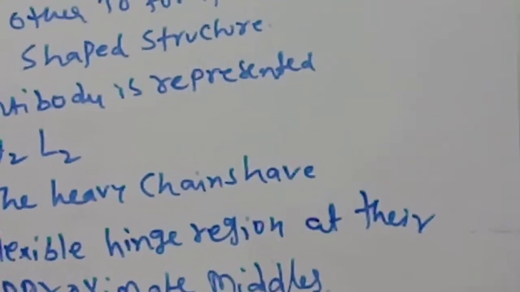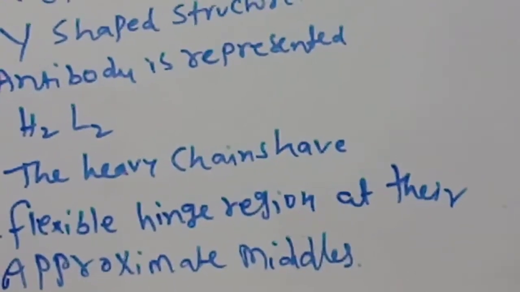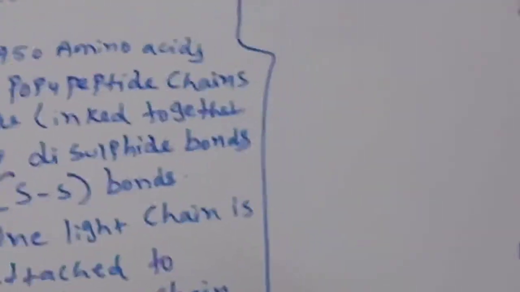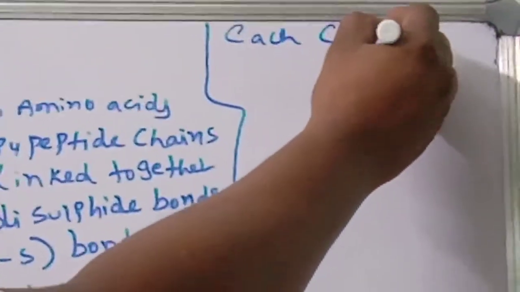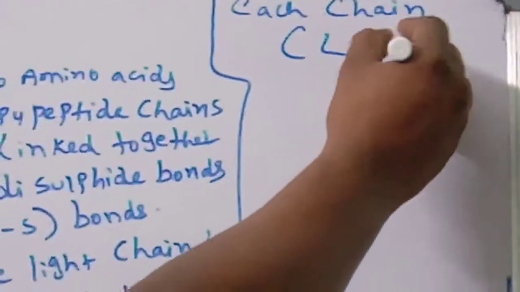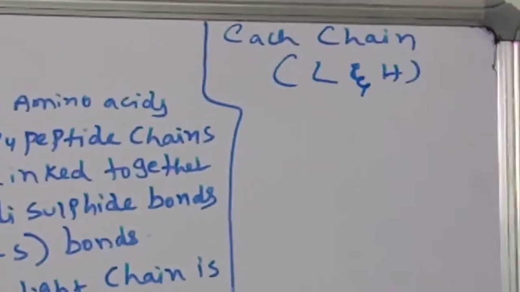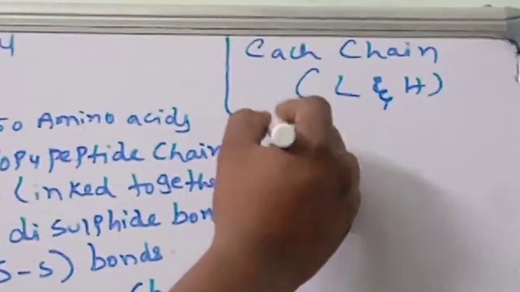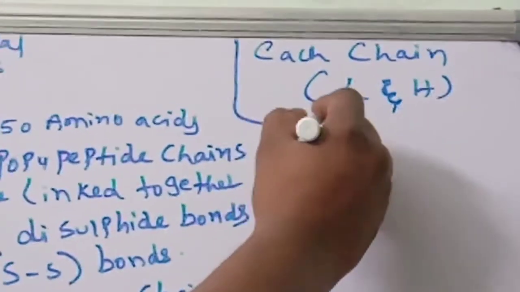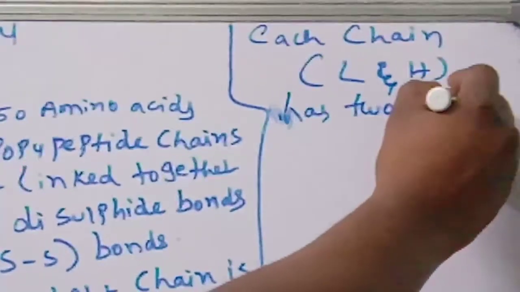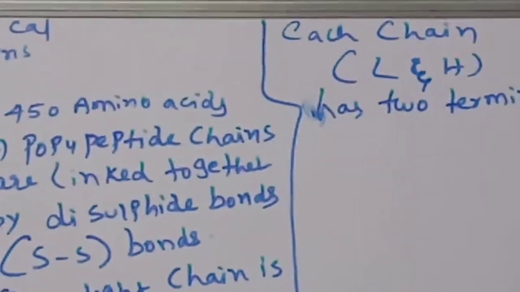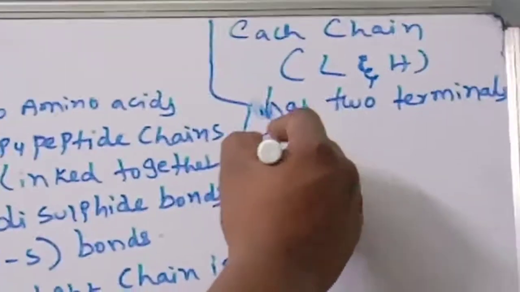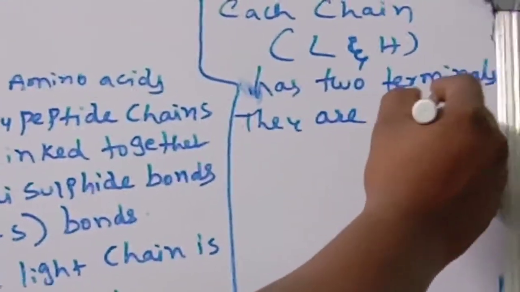Next important thing is each chain has two terminals. I'm telling, each chain, L and H chains, has two terminals. They are C terminal.